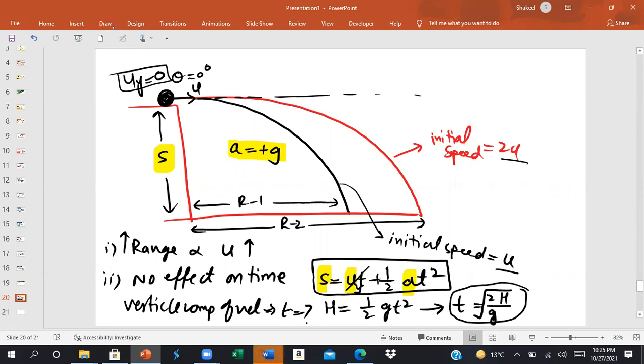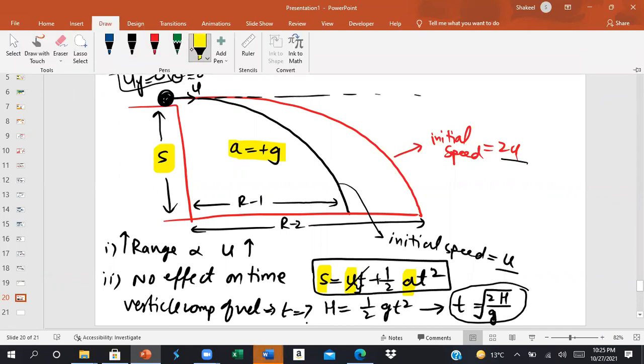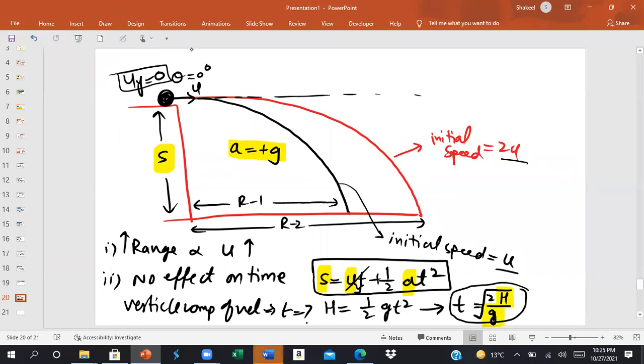Time only depends upon two things. The first thing is height, and the second thing is g. So as you are throwing both the objects from the same height, like this one and this one from the same height, and gravity is the same, that's why both the objects will be falling down, taking the same time.